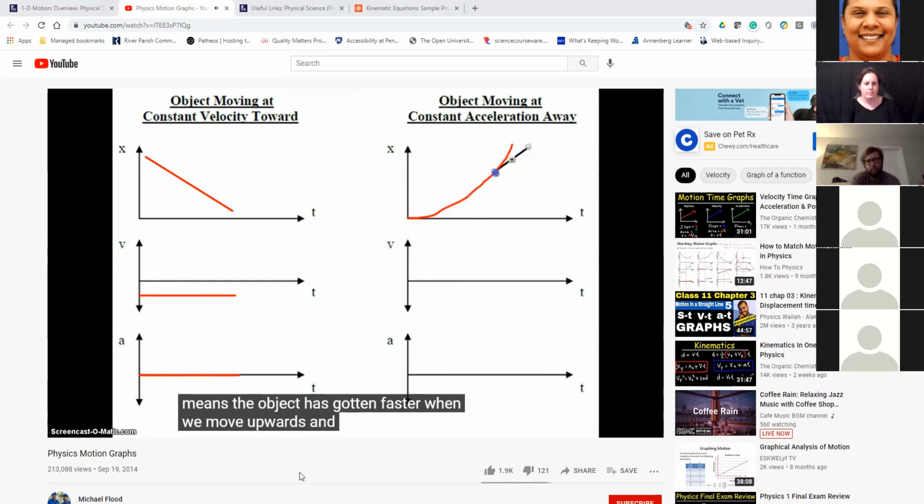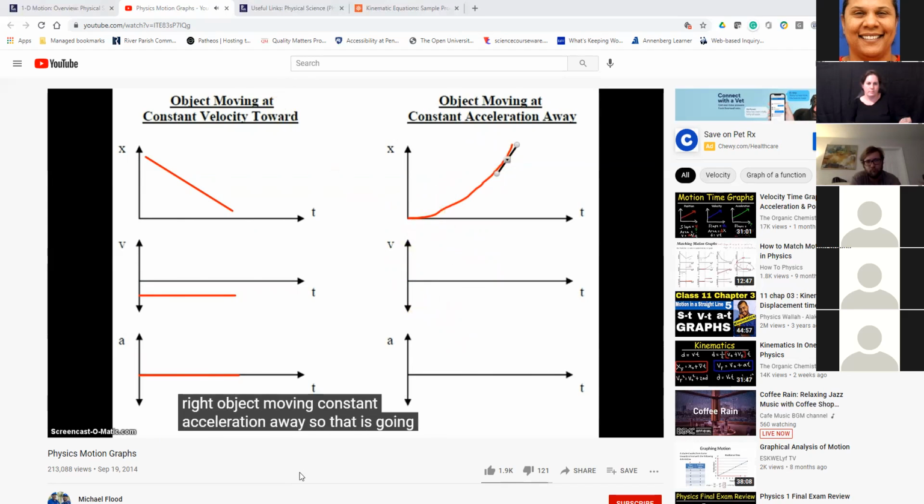When we move upwards and higher on the graph, what's happening to our tangent line? Our tangent line slope is getting steeper. That means the speed is increasing. That means our object is accelerating. If we were to do the other line, and we'll have that scenario later, you would see that the slope would be decreasing, showing that the velocity is decreasing.